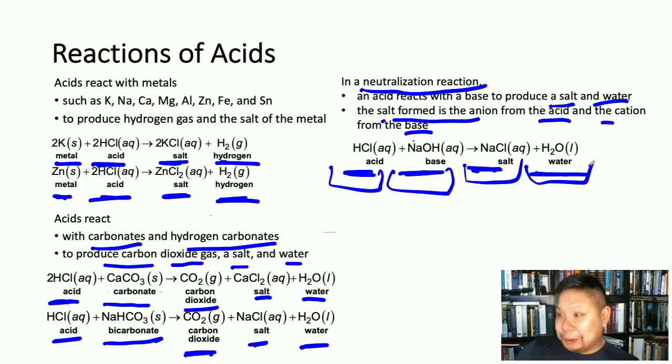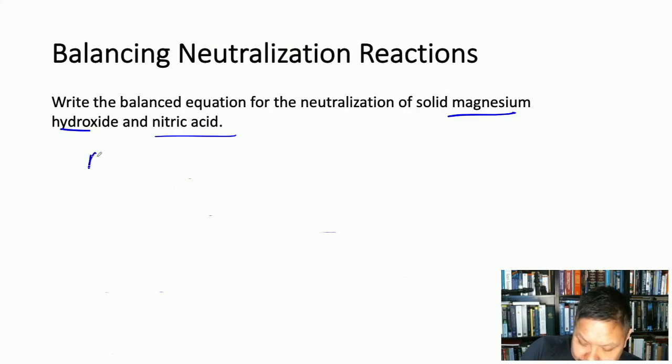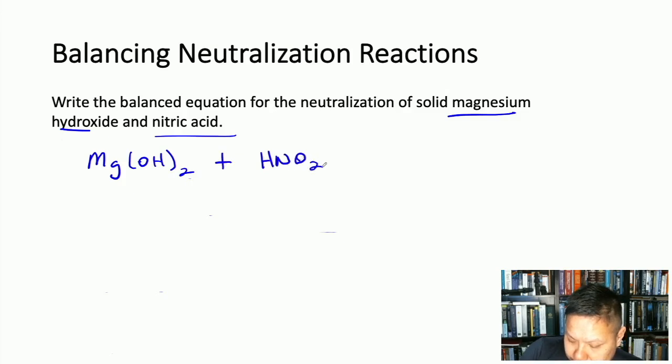So, when you have a neutralization reaction, you have to be able to balance that neutralization reaction. And so, here we have a neutralization reaction that includes magnesium hydroxide and nitric acid. So let's write out these particular compounds. Magnesium hydroxide is Mg(OH)2, right? Plus nitric acid, HNO3.